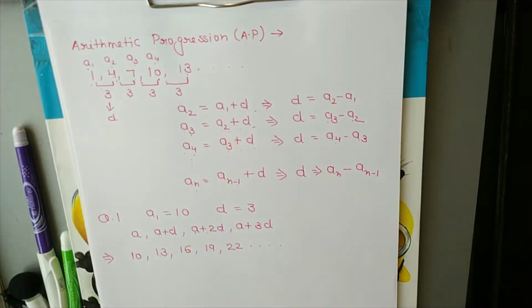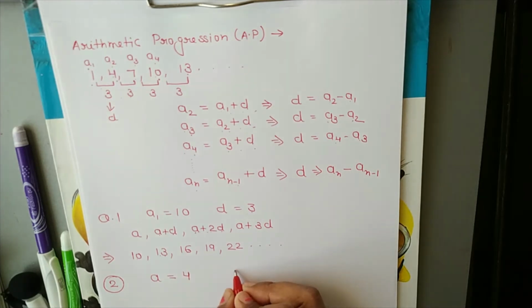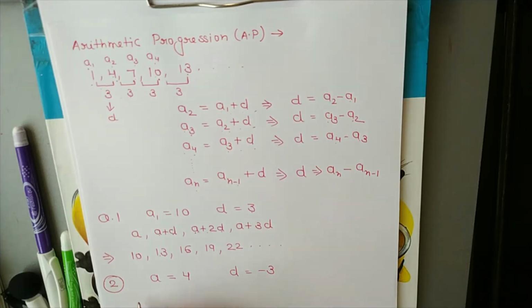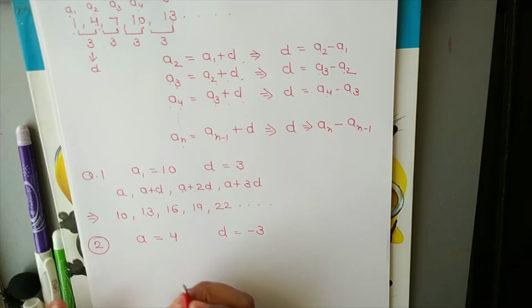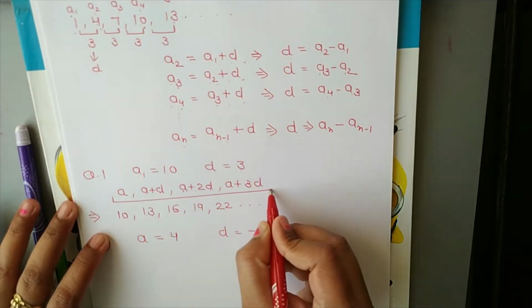Now again, write an AP having 4 as the first term, and the common difference is minus 3. So a is given 4 and the common difference is minus 3. Okay. Now you can see how I can get this.